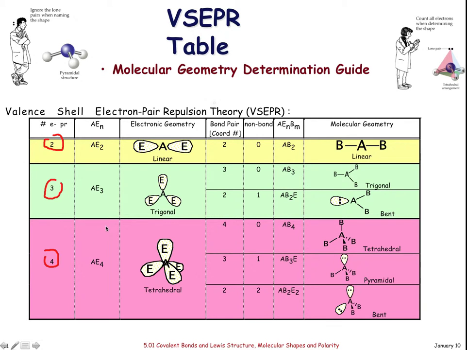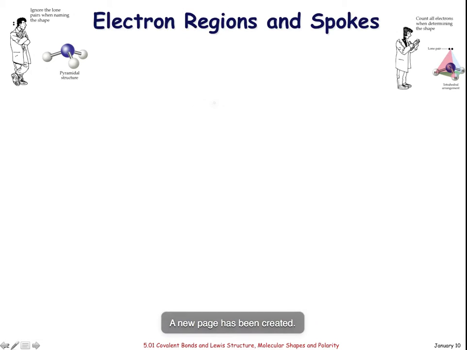The only thing that we need to pay attention to is the regions of electron density, because once you know the regions of electron density around the central atom, you now know its electronic geometry. 2 will be linear, 3 will be trigonal planar, and 4 will be tetrahedral. It's that easy. You have to count spokes on a wheel, however. Okay? Now, let's do some examples.